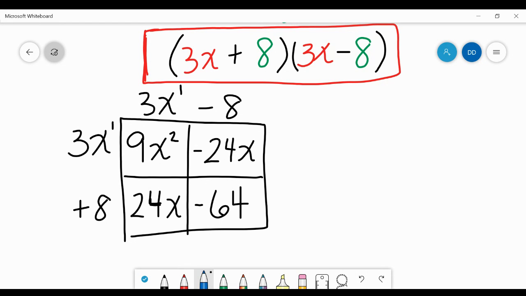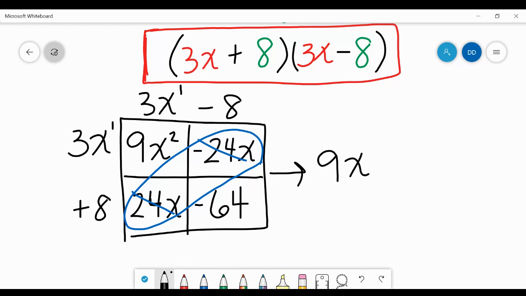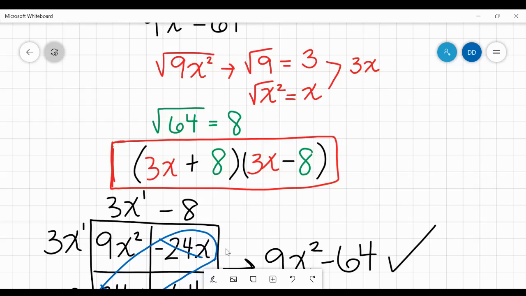Now we always check for like terms. We see that these are like terms and they're actually additive inverses. So they're the same terms but with different signs. So that means these are going to just cancel out. So all we're left with is 9x squared minus 64, which is what we started with. That's why we need to have a plus and a minus, because these are going to have to cancel out in the end. All right, I'm going to do the second example from this PowerPoint with you guys also.